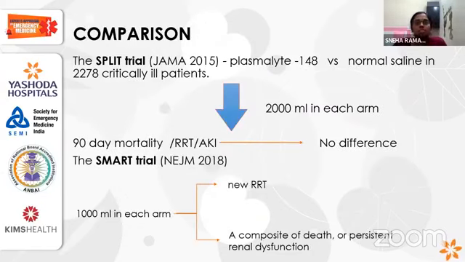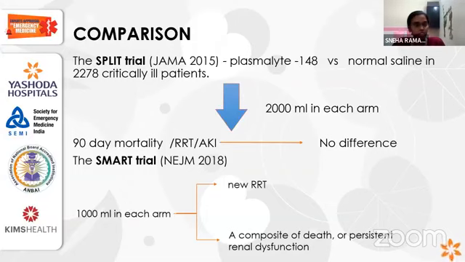So when comparison was done, actually the background of this study was the SPLIT trial, which was published in JAMA 2015. That is when they compared Plasma-Lyte 148 with normal saline in 2,278 critically ill patients, where the patients received 2 liters of fluid in each arm. When the 90-day mortality, the need for renal replacement therapy, and the incidence of AKI were compared, there was no difference between the Plasma-Lyte as well as the normal saline group.